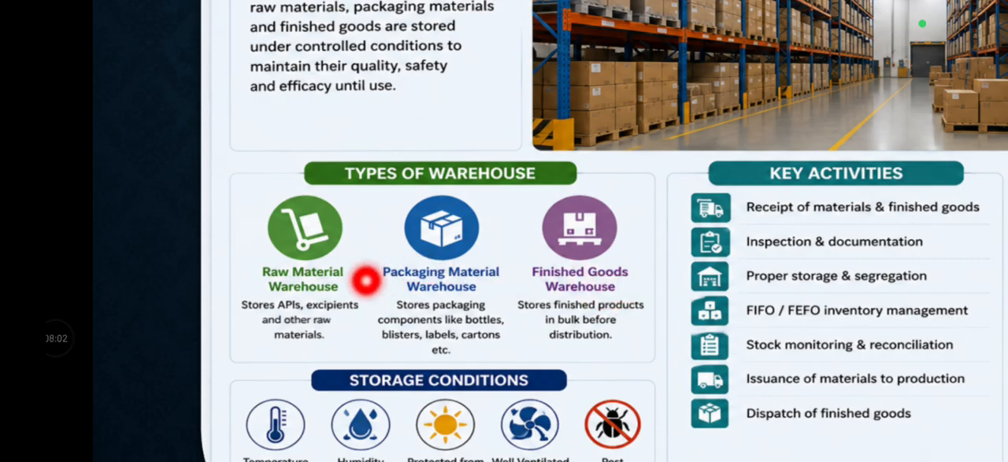So first is the raw material warehouse. In this we will store all the APIs, excipients and other materials. In the packaging warehouse we can store the packaging materials like bottles, blisters. Next is the finished goods warehouse: after completion of the packing of the tablets, the finished product will go to this area.